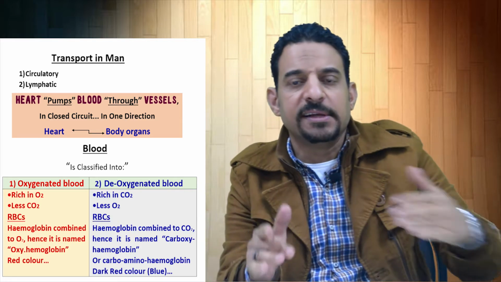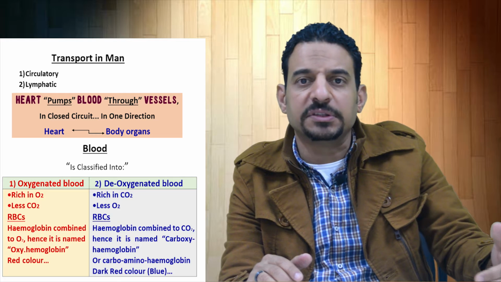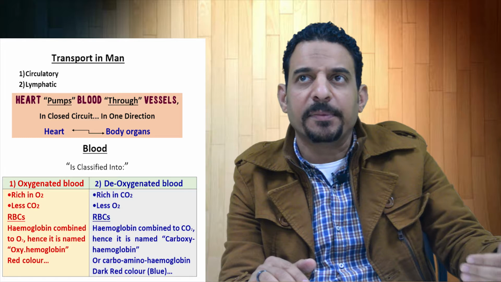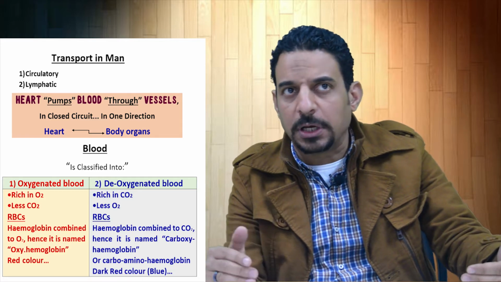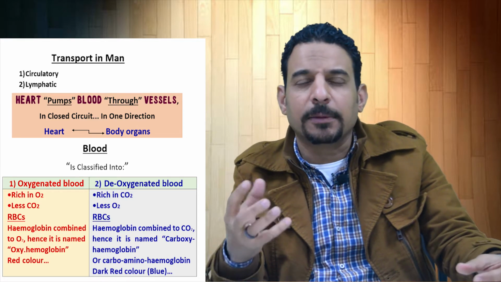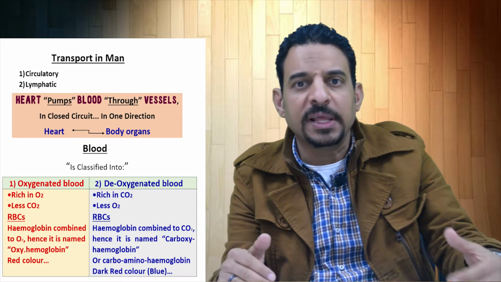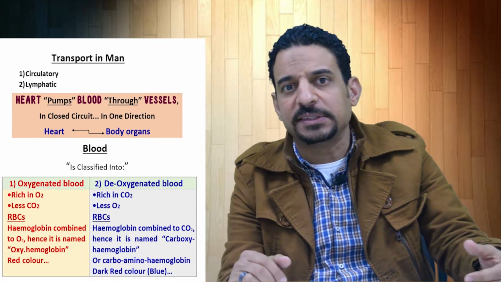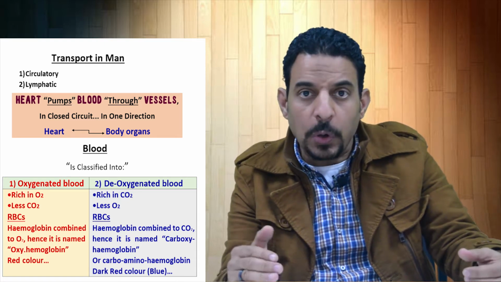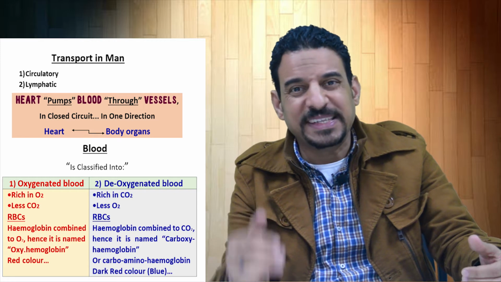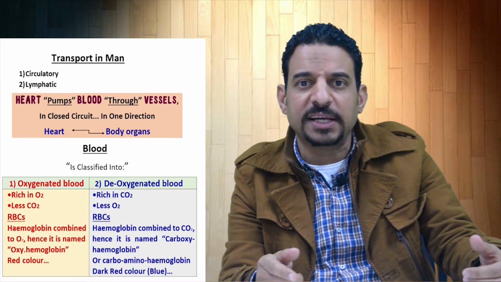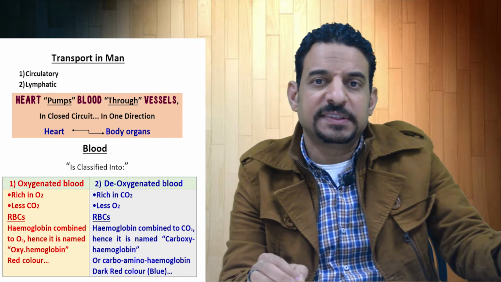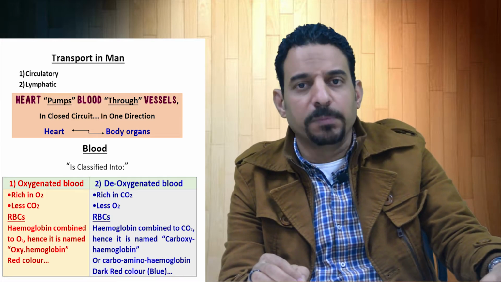On the other hand, there is another type of blood which is called deoxygenated blood, formed of red blood cells combined to carbon dioxide to form carboxyhemoglobin or carbaminohemoglobin, which has dark red color, or we can say that it is blue blood. So that type of blood, which is called deoxygenated, is rich in carbon dioxide and has very little amount of oxygen. That first. The second part is the types of blood vessels.